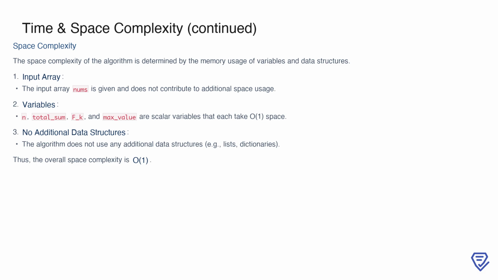Looking at space complexity, the analysis is straightforward. The algorithm primarily relies on scalar variables and does not require additional data structures. The input array is provided as part of the problem and does not contribute to extra space usage. Variables such as n, total_sum, f_k, and max_value each take up constant space, or O(1), as they are simple scalars. Since there are no additional data structures like lists, dictionaries, or matrices being used, the algorithm operates entirely within O(1) space. This minimal memory footprint is another key strength of the optimized approach.